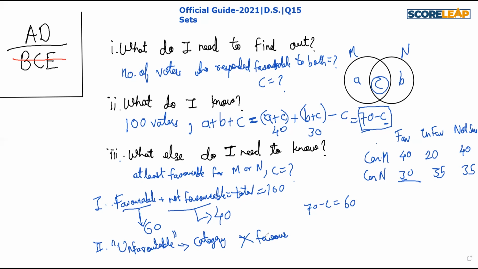So it won't be sufficient to answer our question. If they had given that the number of not favorable is 40, or the number of voters who responded favorable to at least one is something, if some data like that had been given in the second statement, then it would have been sufficient. But here it is not sufficient. So our correct answer in this case will be option A. I hope that is clear.